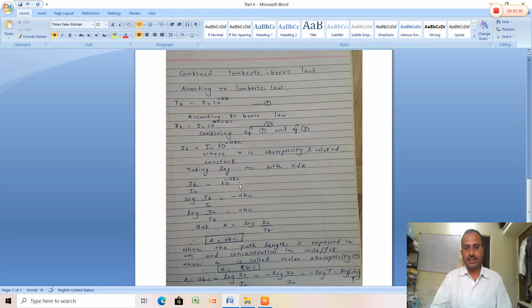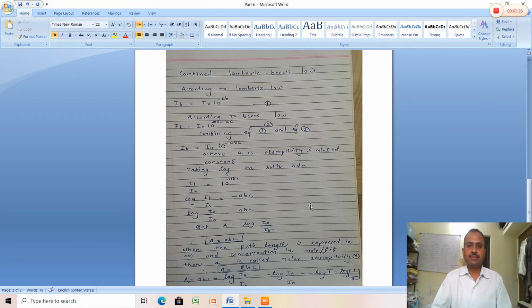Now 10 will get cancelled naturally. So log of It upon I0 is equal to minus abc. Now the negative sign is absorbed to the left hand side, so log of It upon I0 becomes log of I0 upon It. Log of I0 upon It is equal to abc. Now in abc, a is the absorptivity or absorption constant, b is the path length, c is the concentration of the sample solution. I0 is the intensity of incident light, It is the intensity of transmitted light, and it is the ratio. So A is equal to log of I0 upon It.